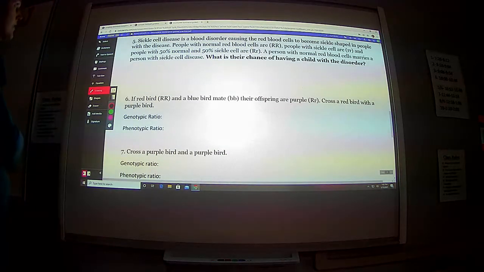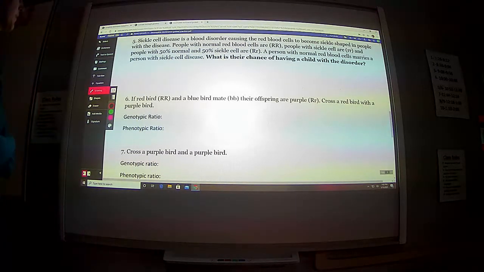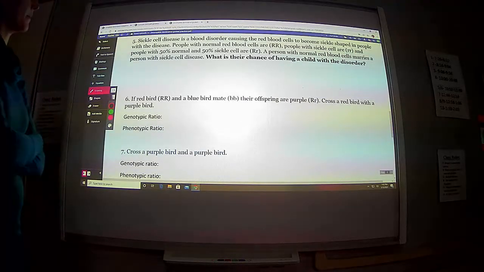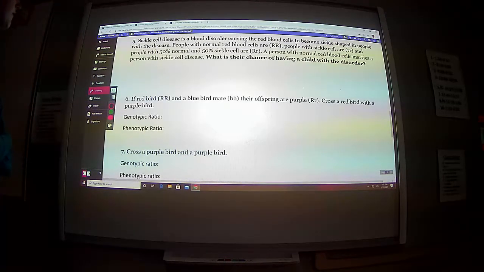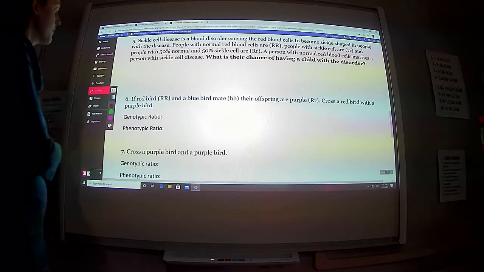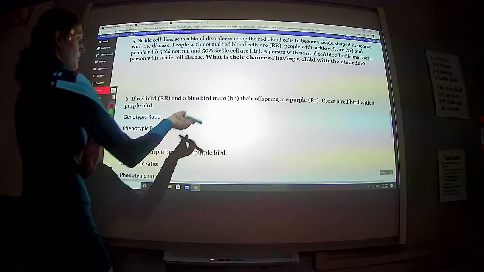Number 5, sickle cell disease is a blood disorder causing red blood cells to become sickle-shaped in people with the disease. People with normal red blood cells are two capital R's. People with sickle cell are homozygous recessive, and people with 50% normal and 50% sickle cell are heterozygous. A person with normal red blood cells marries a person with sickle cell disease. What are their chances of having a child with this disorder?